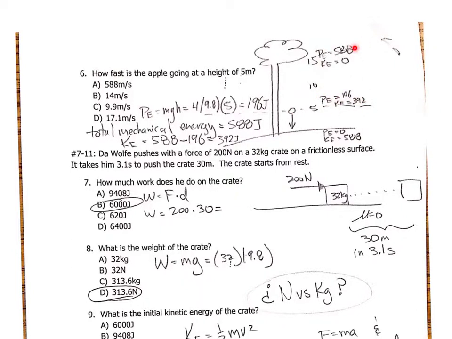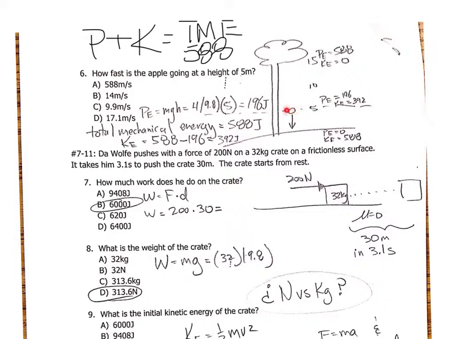to be 588. So you could write something like potential plus kinetic equals total mechanical energy. Total mechanical energy, which in this case is 588, to solve and determine that at this point its kinetic would be 392. Notice how it's more than the potential because it's more than halfway down.